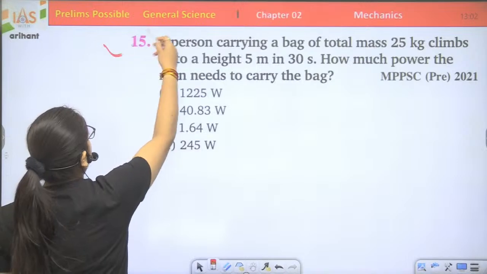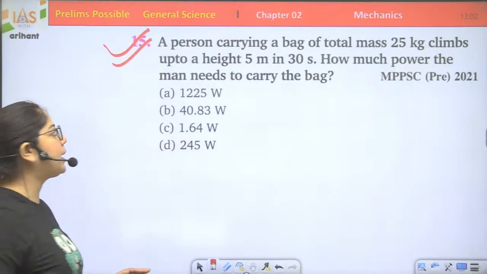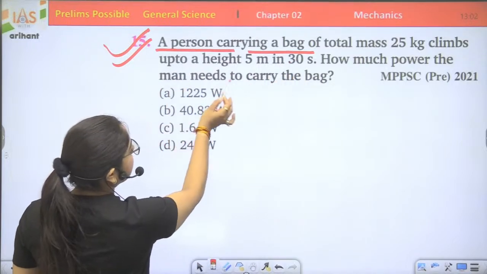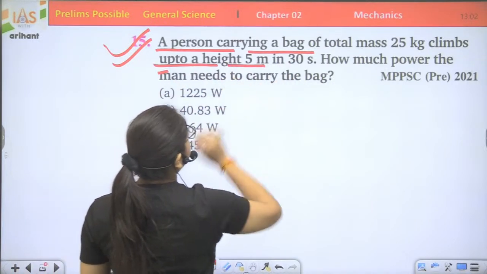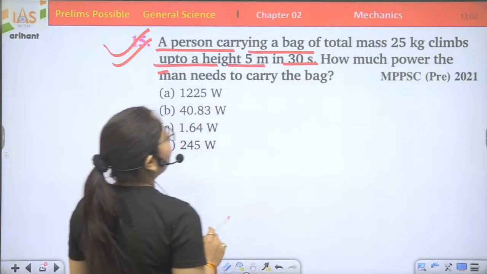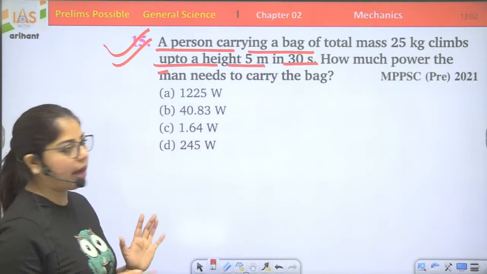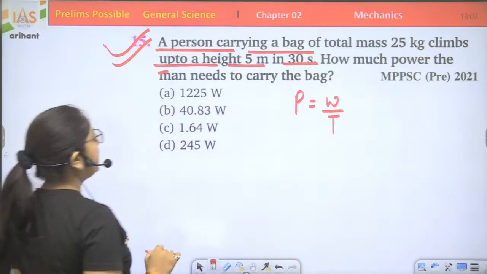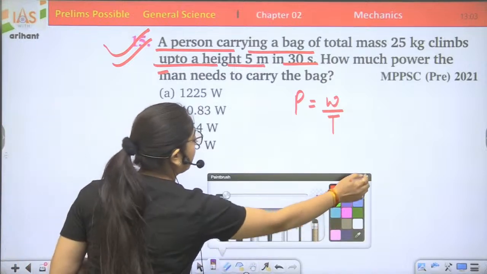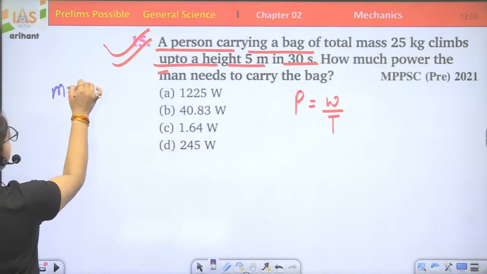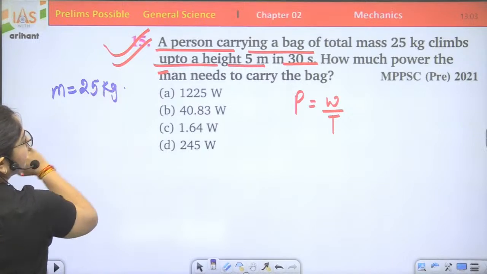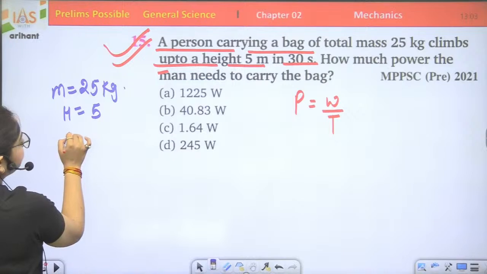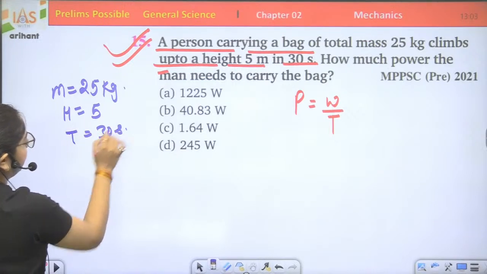Right? And the last question from this topic is: a person carrying a bag of total mass 25 kg climbs up to a height of 5 meters in 30 seconds. How much power does the man need to carry the bag? Power is equal to W upon T. See what they give in the question. Mass is equal to 25 kg, height is equal to 5 meters, and time is equal to 30 seconds.